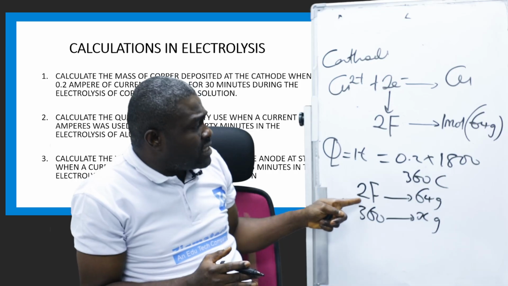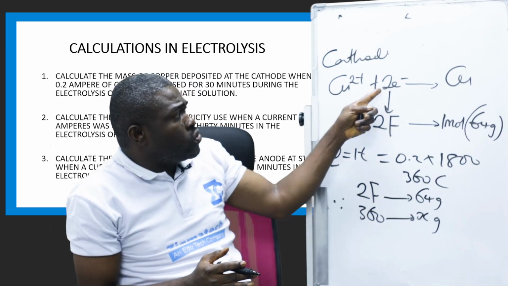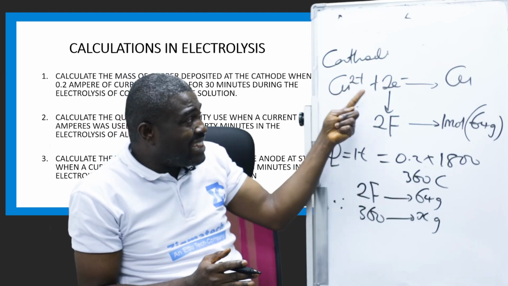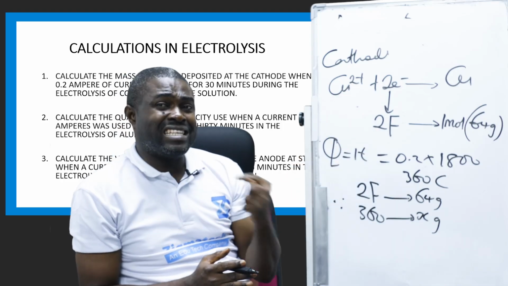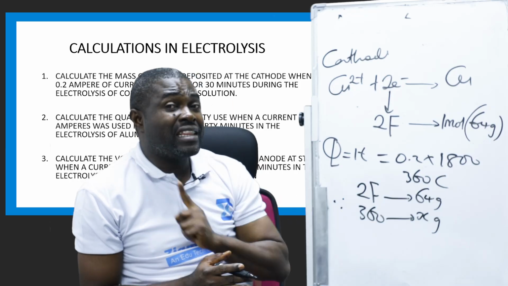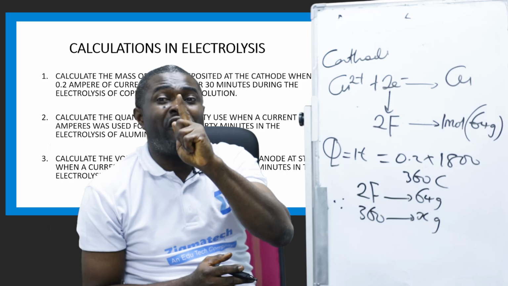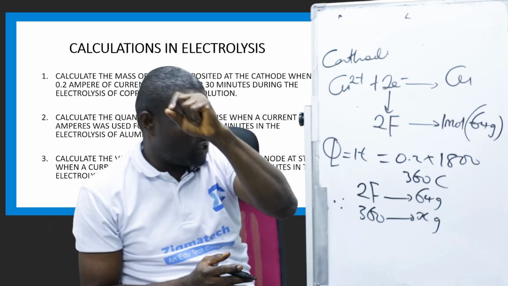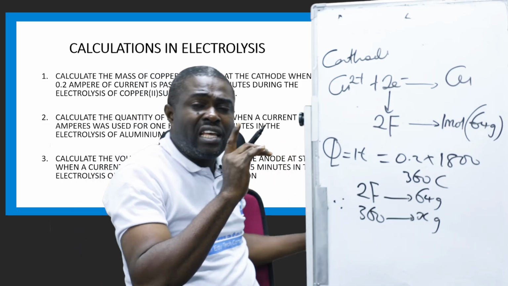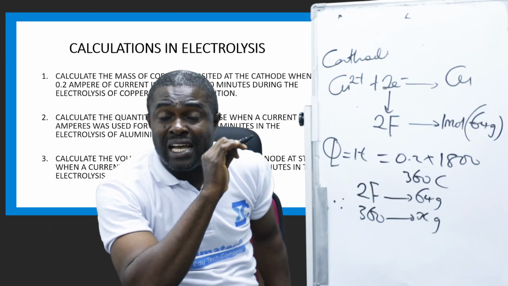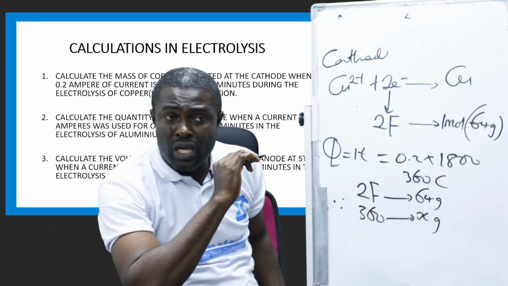Now, how did I get these 2? This 2 is the number of electrons that cancels out the positive ion here, and that attracts the number of Faraday that is involved. So how many Faradays do we have there? Now we have 2 Faradays. But 1 Faraday is a constant. What is 1 Faraday? 1 Faraday is 96500 coulombs of electricity. 96,500 coulombs of what? Electricity.